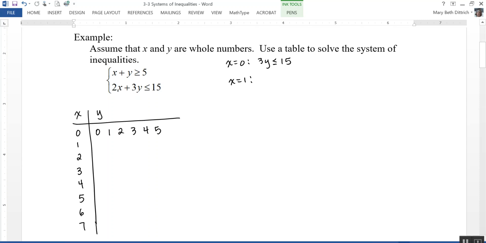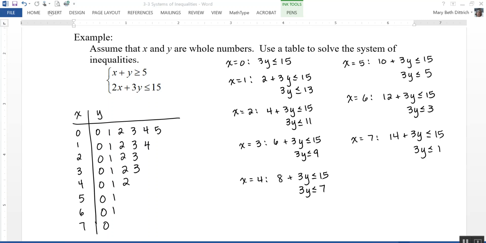So I put in, and remember I'm going for the second one, 1 for x, so that gives me 2 plus 3y is less than or equal to 15. Subtracting 2 from both sides, 3y is less than or equal to 13. And the values of y that would make that true are 0, 1, 2, 3, and 4. Notice I can't do 5. Okay, so I'm going to take a pause here and go ahead and fill in the rest of this table.